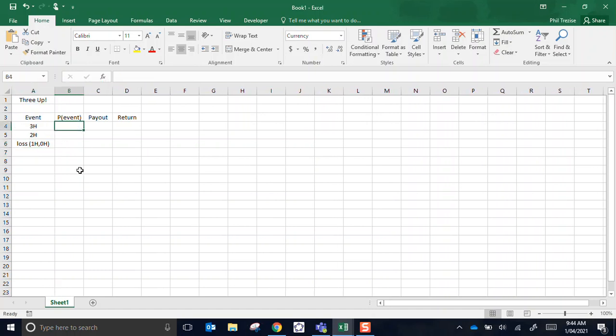Now, as this is a very simple game, I can work these probabilities out straight away. The chance of getting 3 heads in a row, well, there's only one way that can happen, if all 3 of them turn up heads, and the chance of an individual coin landing on heads is a half. So a half times a half times a half is 1/8, or 0.125.